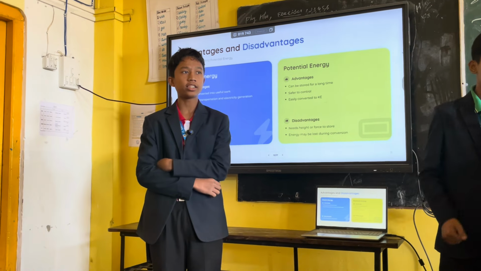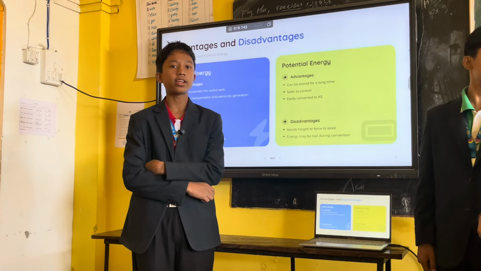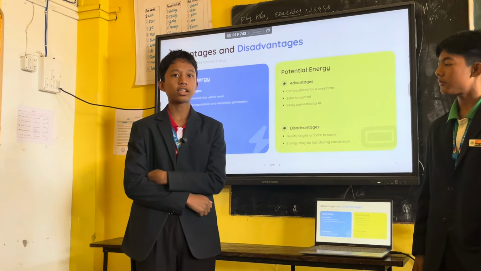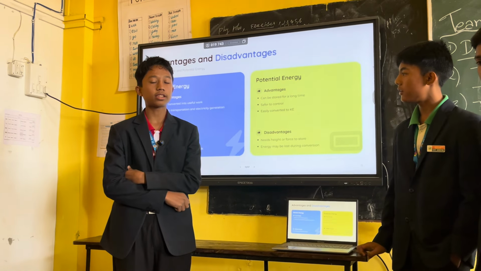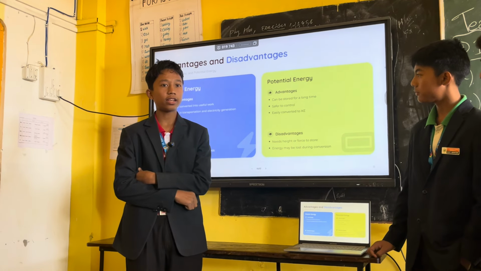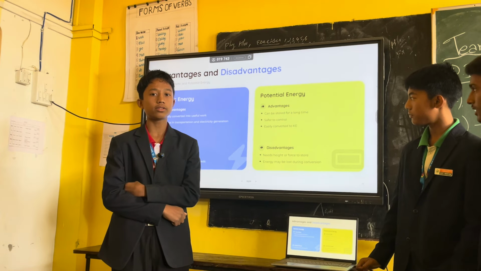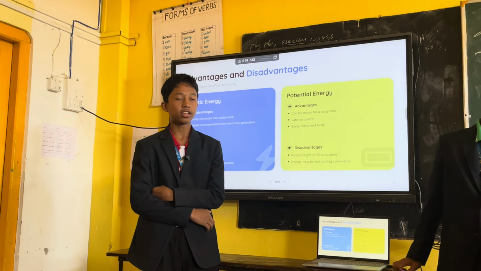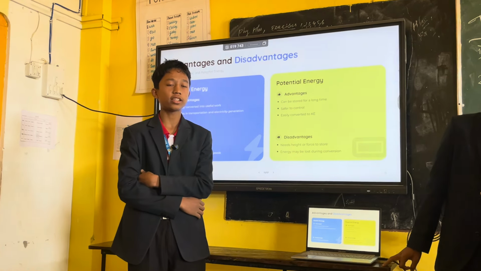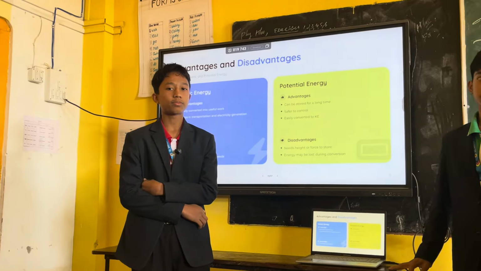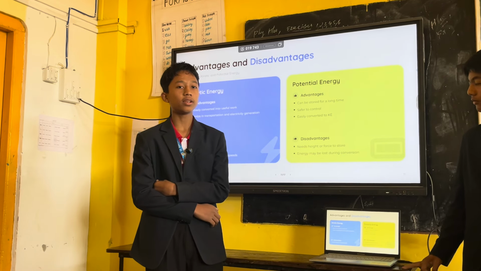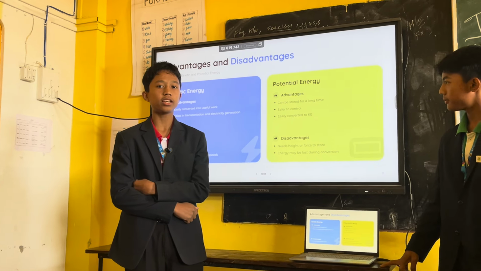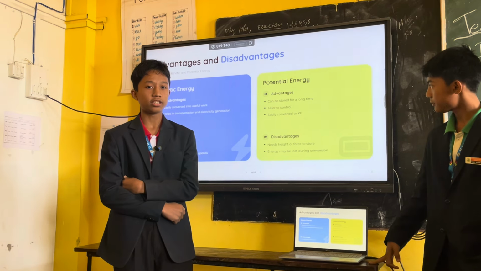Advantages of kinetic energy are it can be stored for a long time, and it can be used to make useful products. It helps in electricity generation and transportation. Advantages of potential energy are it is safer to control, it can be stored for a long time, and it can be easily converted into kinetic energy.